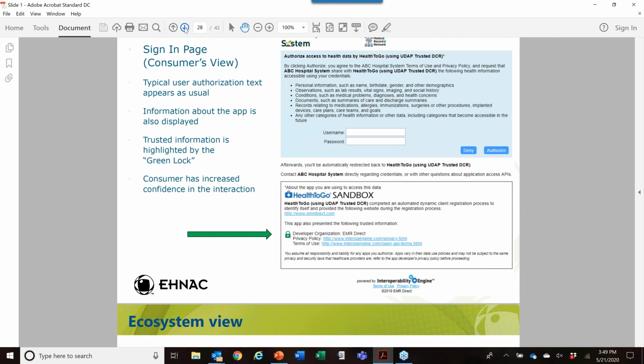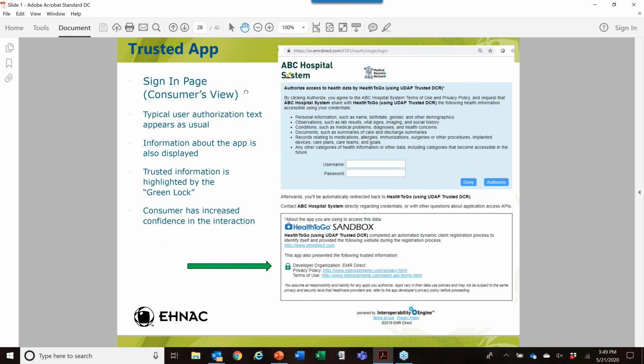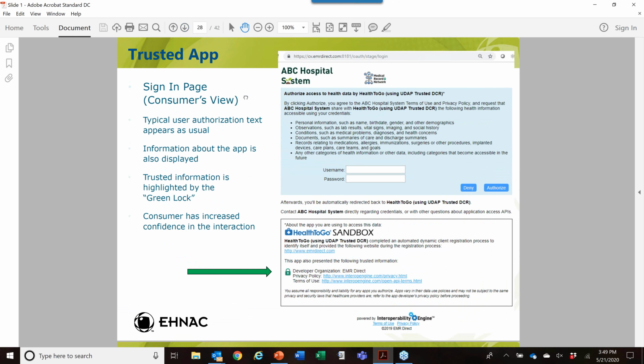This is an example of what it would look like for a consumer-facing app to show that it's a trusted app. I think we're cutting off the very top of the screen here, or a little in between slides, David. Thanks. This is an example for a patient-facing app from a health system using US Core Data for Interoperability, which is the new ONC requirement. This would equally apply to a payer system. If this were ABC Insurance Company instead, then instead of the bullet points for observations and conditions, it might say coverage and explanations of benefit, something of that nature.